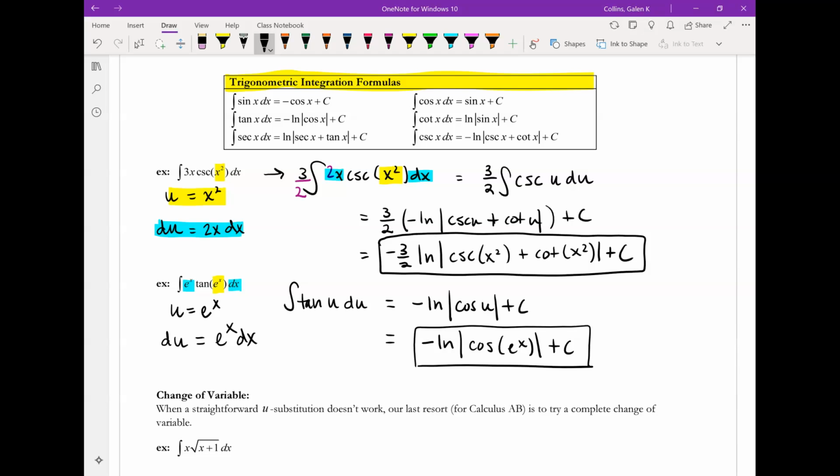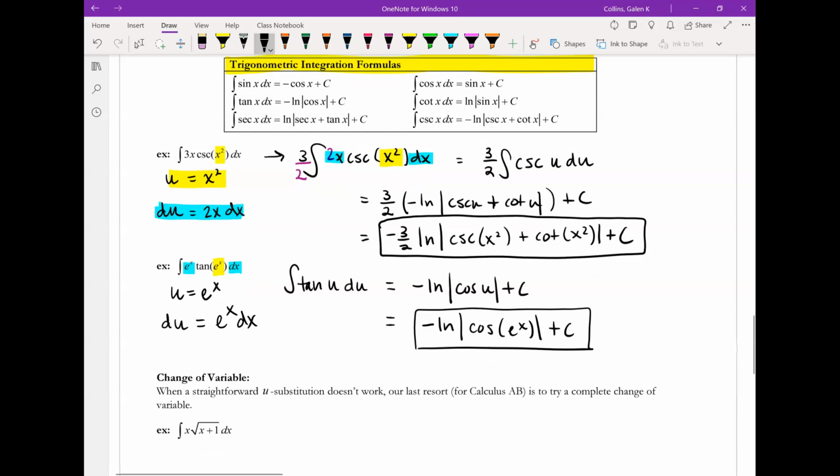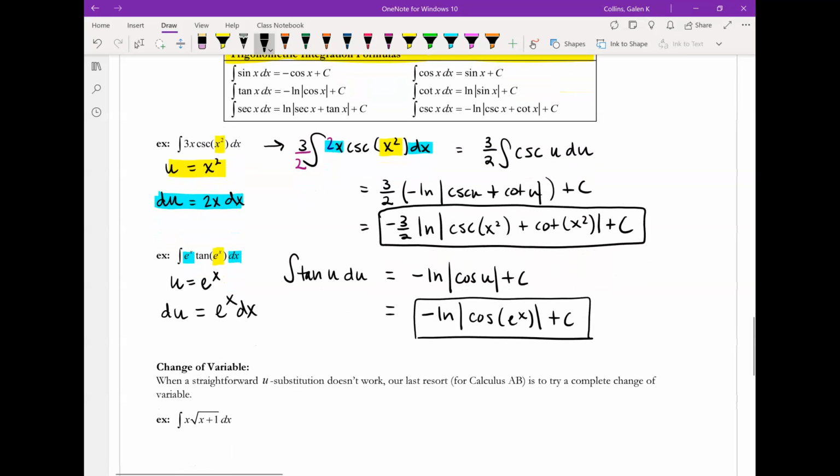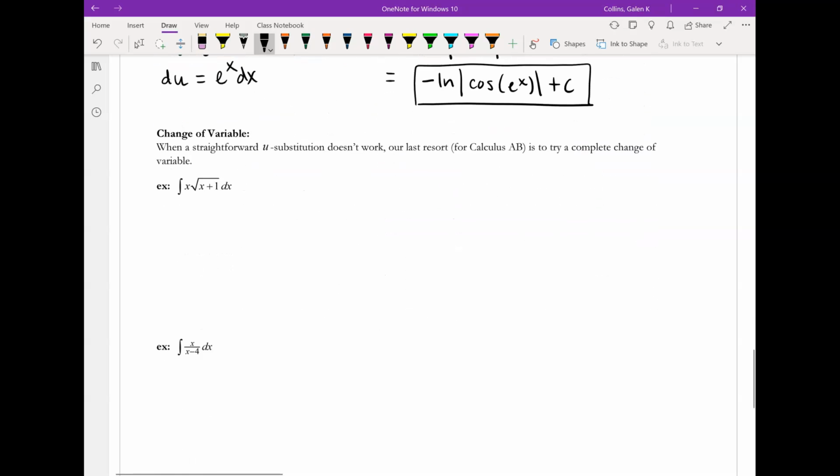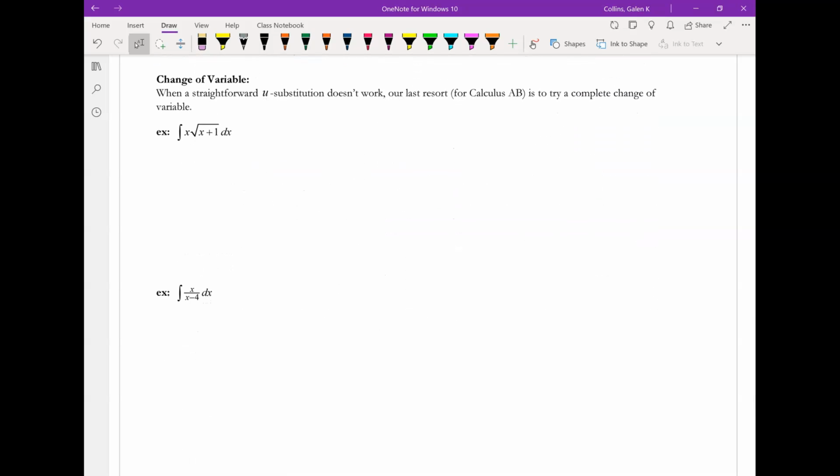All right, so for the trig integration formulas, again, you just need to memorize those. I would make flashcards and I would start doing it now because they're tough. So you want to make sure that you know all of those by heart. We do not want to have to derive them on a test or a quiz.